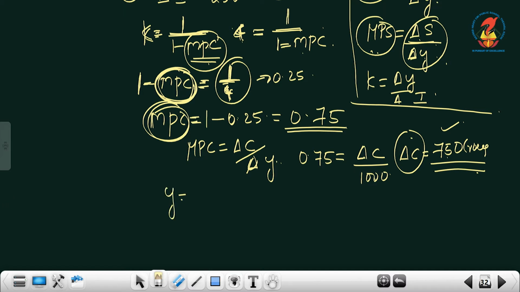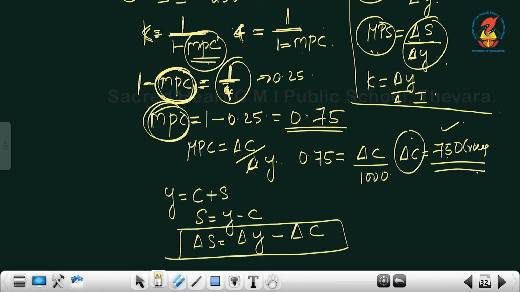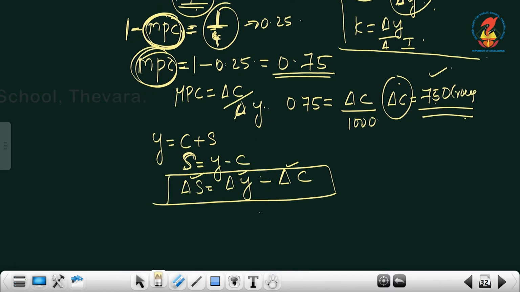Which is the formula? You know, Y is equal to C plus S. S is equal to Y minus C. Now any change in the saving, you can write it as delta S is equal to delta Y minus delta C. This is what you can write. You have already learned it. So any change, delta, can be represented as delta S is equal to delta Y minus delta C, which is already there in your data. So use that data instead of finding in the other way.